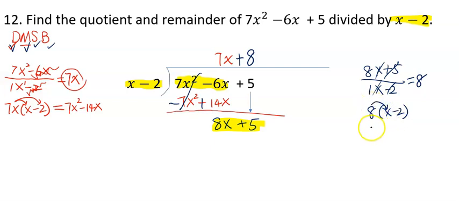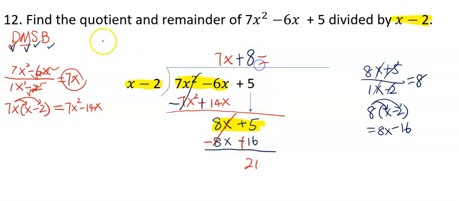8 times x is 8x. 8 times negative 2 is negative 16. We're going to line this up with what we have, 8x plus 5, and do subtraction again. Since we're doing subtraction, let's change the signs. 8x minus 8x is 0. 5 plus 16 is 21. So here we found the quotient 7x plus 8, and we found the remainder, that's 21.